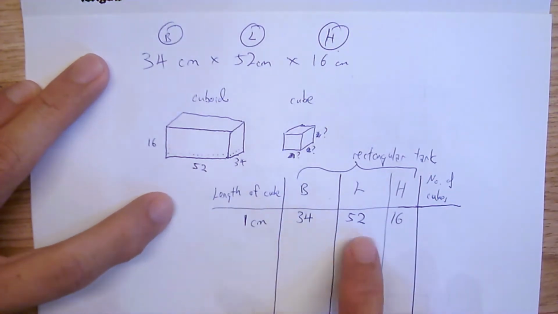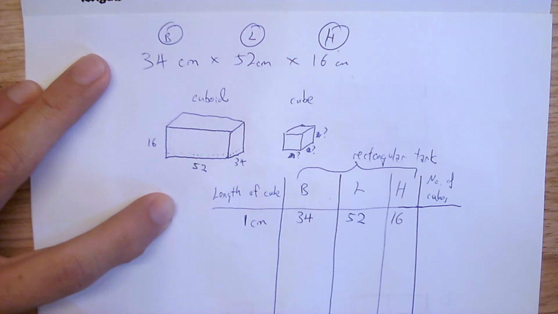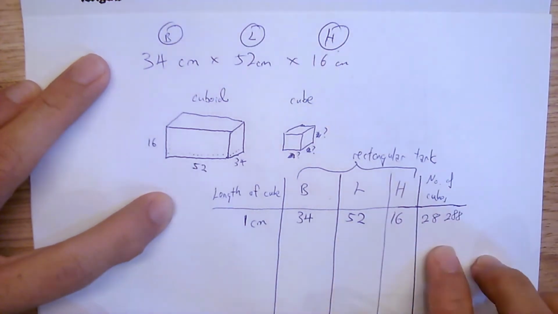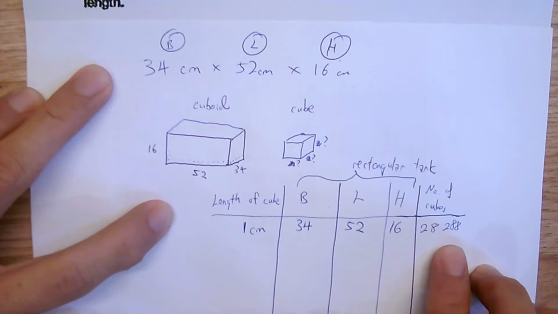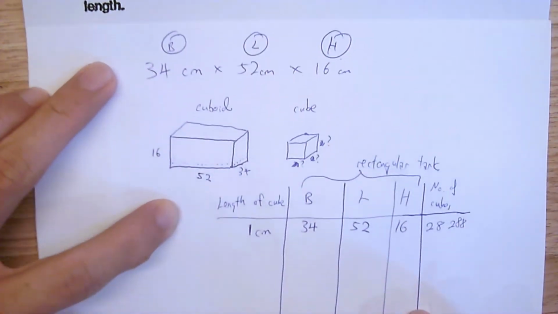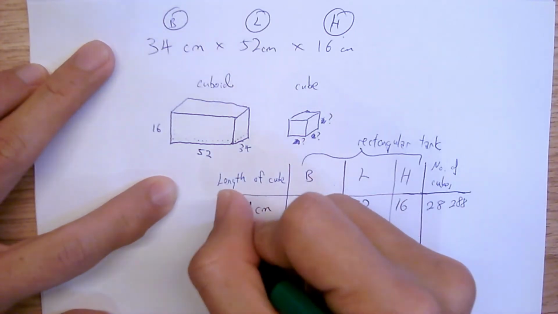If you take 34 multiplied by 52 multiplied by 16, just to save time, I'm going to use a calculator. So 34 multiplied by 52 multiplied by 16. This will give us a grand total of 28,288 cubes, which is most definitely not what we want, because the question states that she managed to fit 56. Okay, so let's move on.